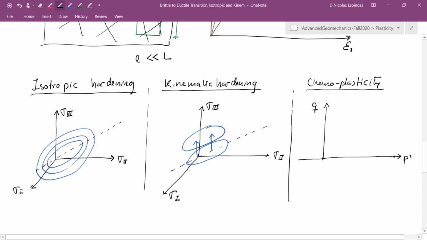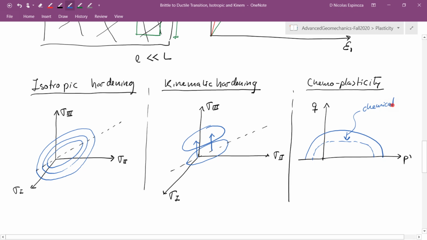So let's think in terms of the PQ space, and let's say that now we have a cemented rock. So the cemented rock has a yield surface which has a tension cutoff and has a given shear strength at P equal to 0. So by the action of chemoplasticity, let me make this a little bit bigger. By the action of chemoplasticity, what I can have is a reduction of the yield surface due to a chemical action.